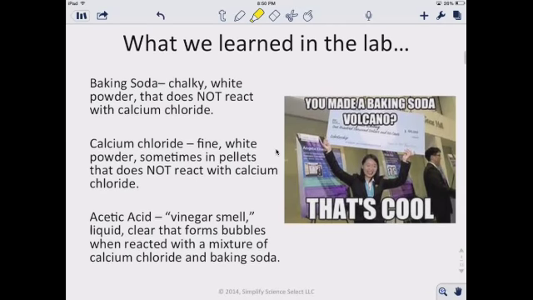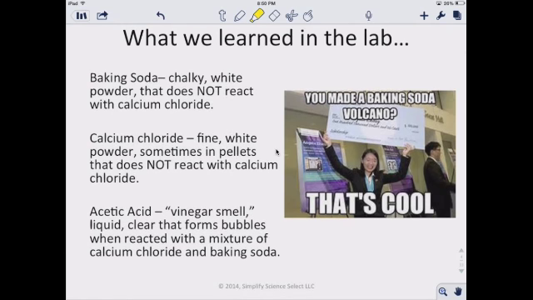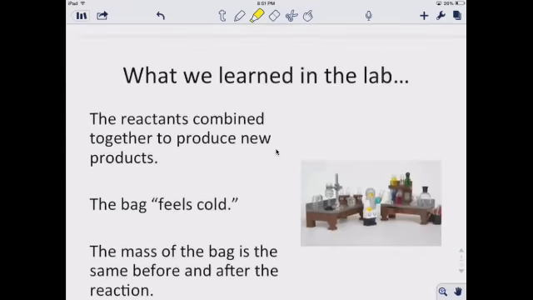What we should have learned in the lab: baking soda is a chalky white powder that does not react with the calcium chloride. The calcium chloride was a fine white powder, sometimes in pellets, but that does not react with the baking soda. And then the acetic acid, that vinegar smelling liquid, it's clear, that forms bubbles when it reacted with the mixture of the calcium chloride and the baking soda.